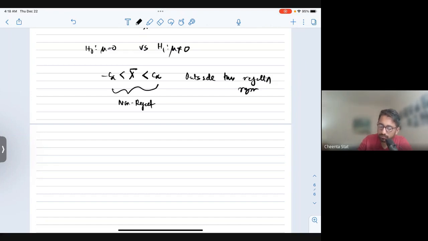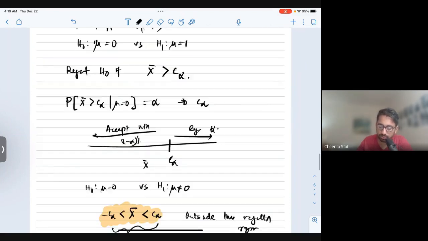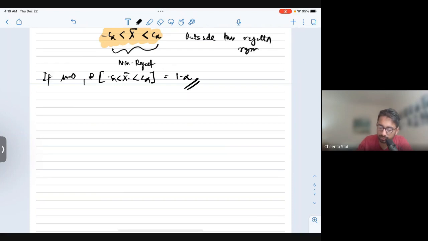This is really interesting, because if mu is equal to 0, then the probability that X bar is less than c alpha and greater than minus c alpha, the non-rejection region, is 1 minus the probability of the rejection region. That is, it's 1 minus alpha. Automatically, observe, this is for mu equal to 0.